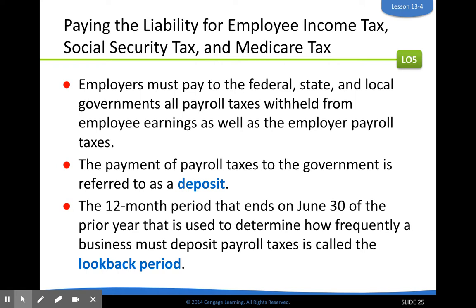How often companies make the deposits really varies on how much money the company makes. It is determined by something called a look-back period. On June 30th, they'll look back 12 months and determine how much money they made. That will tell them how often they need to pay the following year.